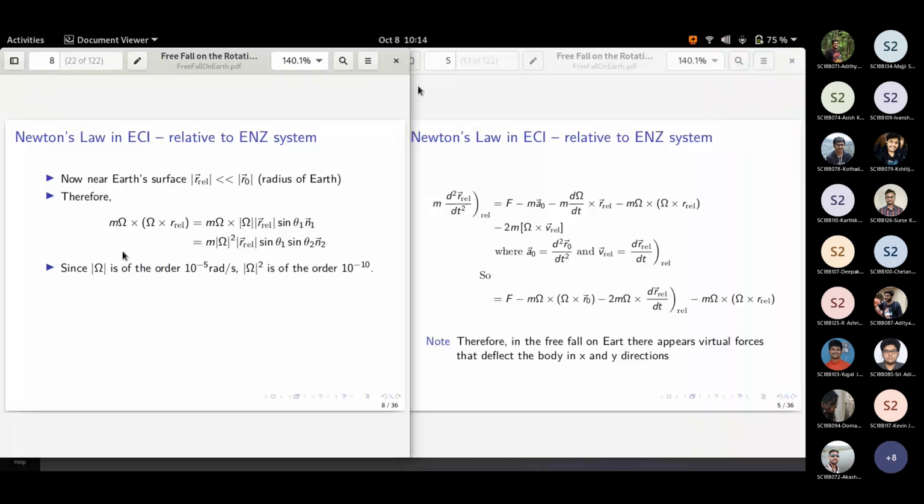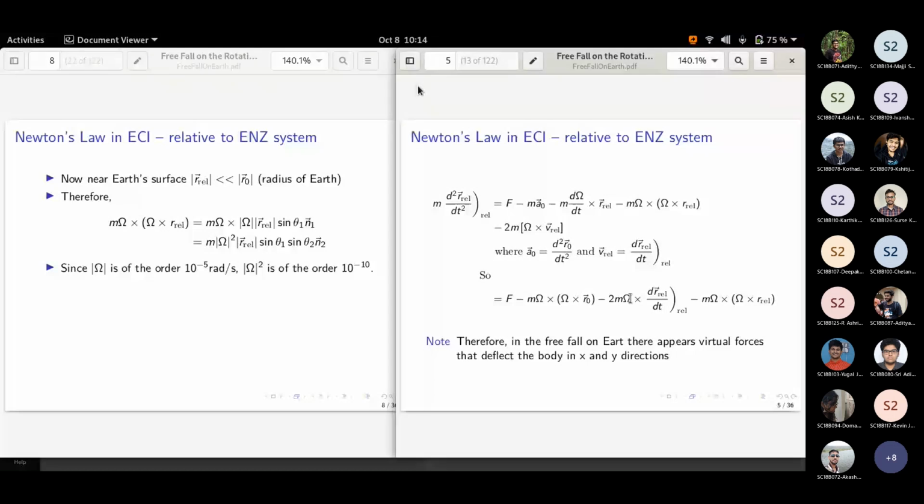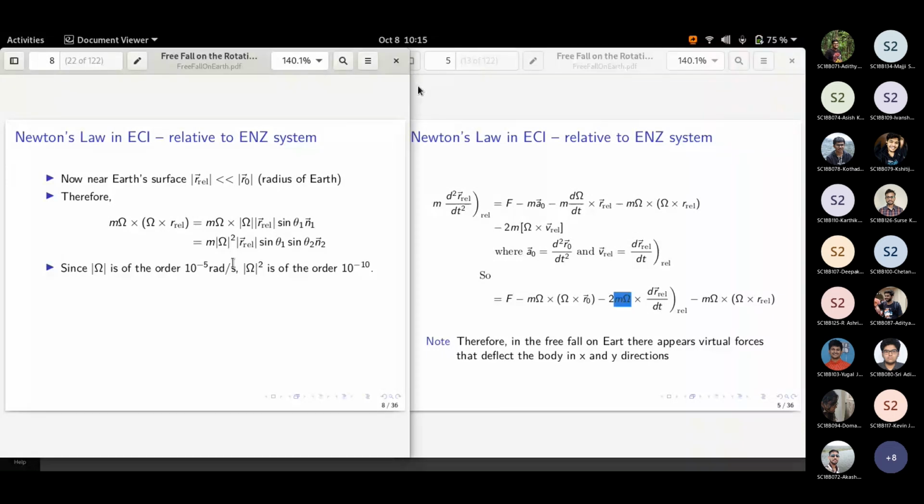So let us look at this expression. There is an omega square quantity. If you remember, the order of omega itself was 10 power minus 5, so omega square is going to be 10 power minus 10. In the rest of the expressions, you have only modulus of omega playing a role. In one location you have modulus of omega square, in another you have modulus of omega, so they are already 5 orders different. Therefore, it is reasonable that we can neglect this quantity.